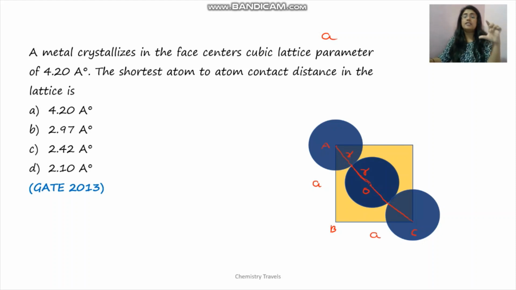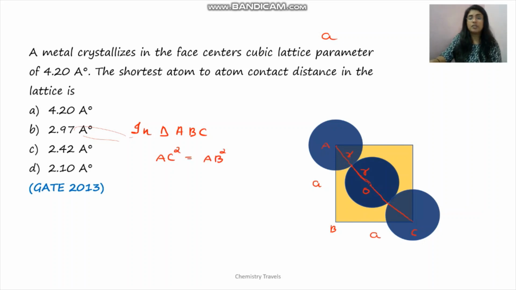They are the side lengths of the unit cell. Now I consider the triangle ABC and apply the Pythagoras theorem. The hypotenuse square, which is AC square, equals AB square plus BC square. That will be equal to A square plus A square, that is equal to 2A square. But in our case, I want AC, which would be equal to root 2A.